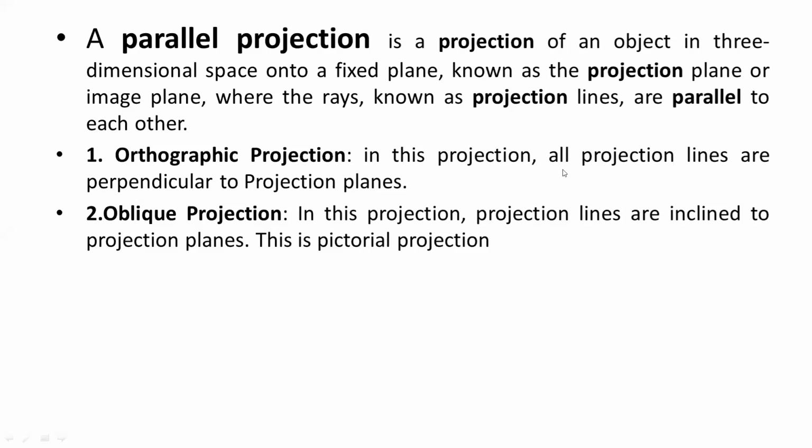So in this projection, all the projection lines, that is the projectors, are perpendicular to the projection plane. Okay, and in the oblique projection, the projector lines are inclined to the projection planes. So oblique projection is also called a pictorial projection, because in the oblique projection, we will get the three-dimensional view of the given object, and therefore it is called a pictorial projection or pictorial representation.